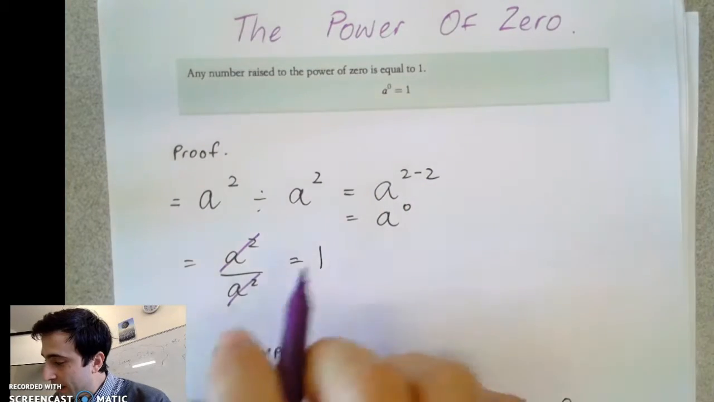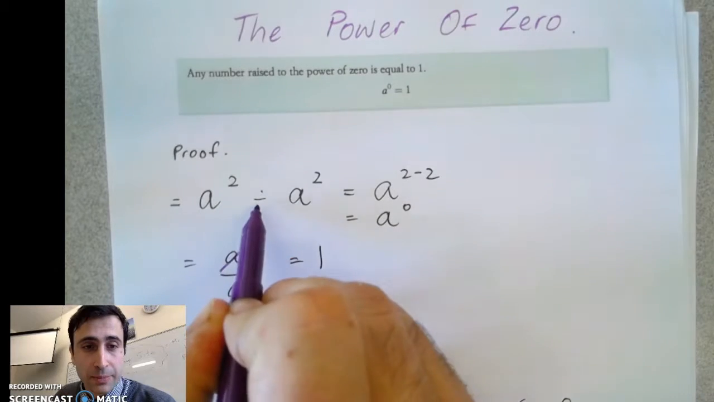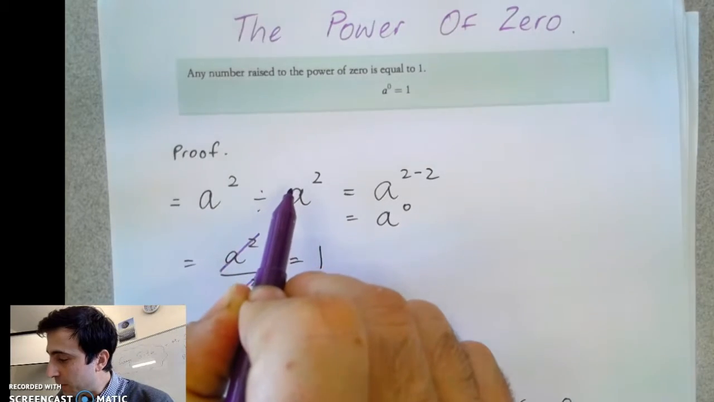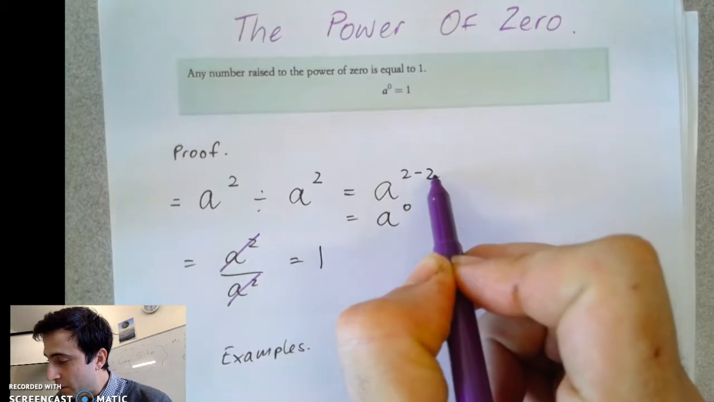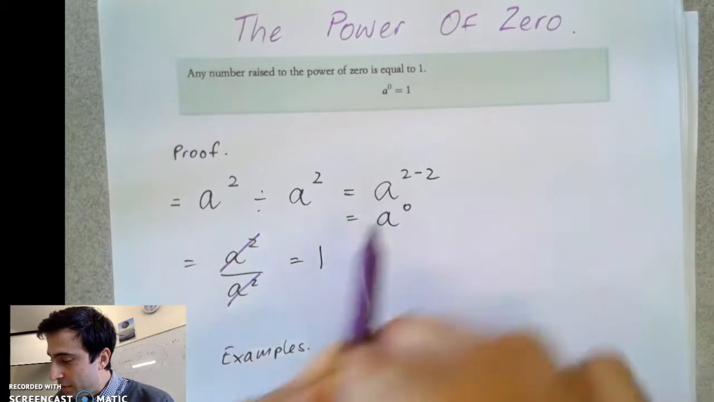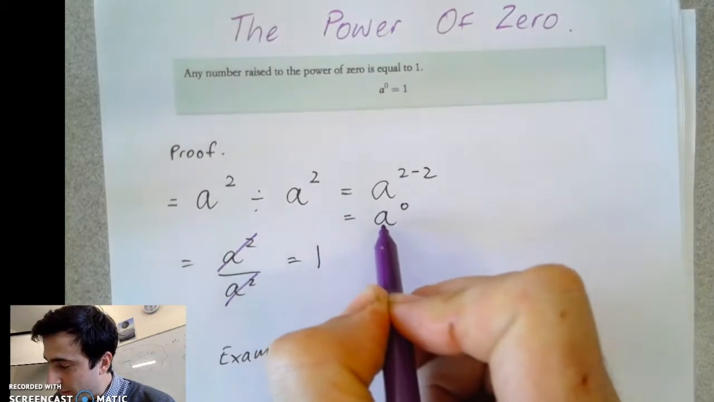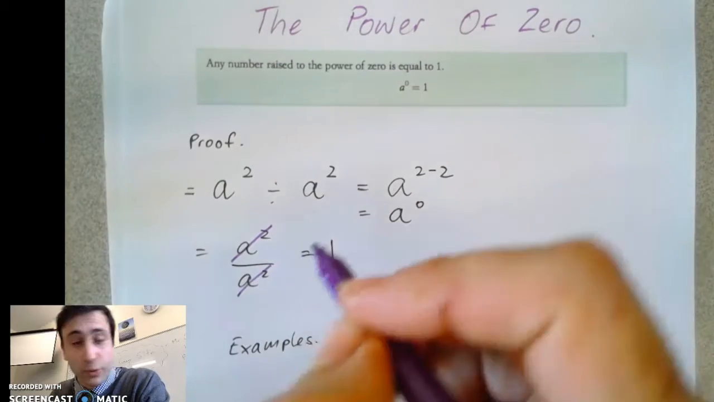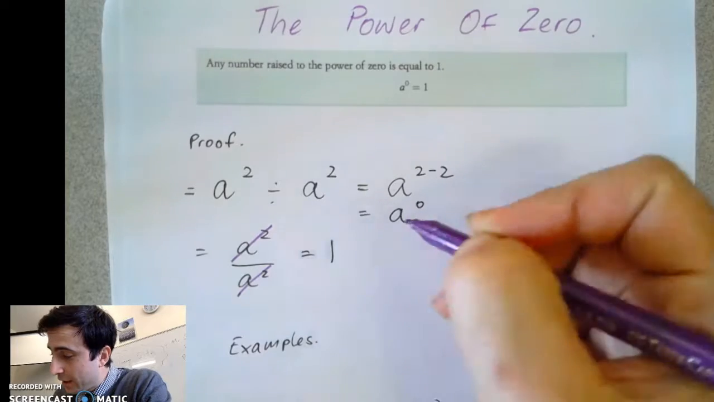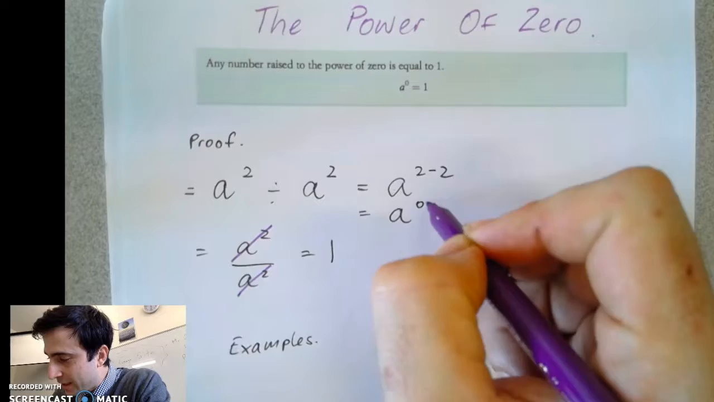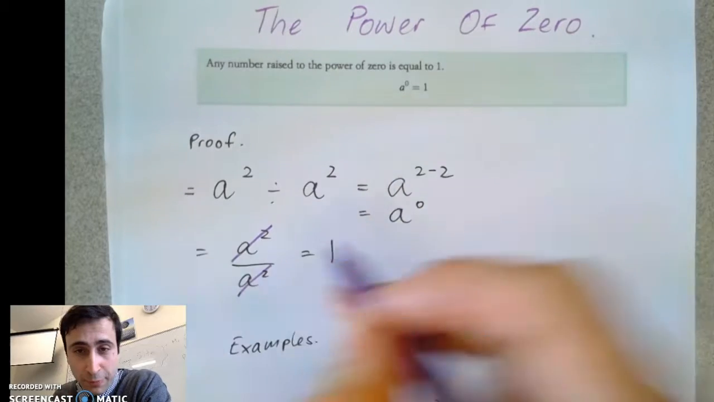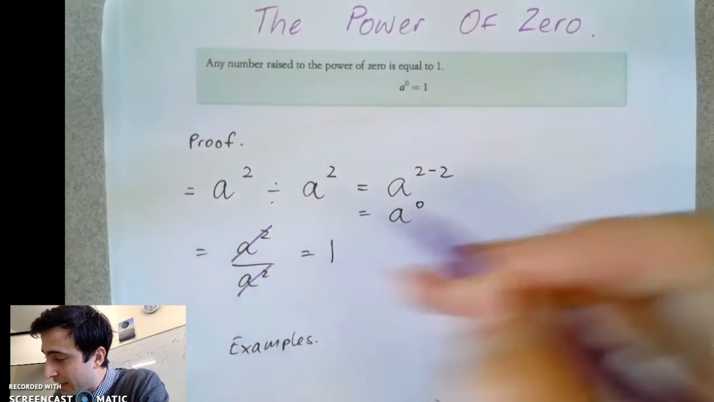If I've got a squared divided by a squared, that's the same as saying a to the power of 2 minus 2. So 2 minus 2 equals 0. So by definition, if we've got a to the power of 0, we just proved before that a squared divided by a squared equals 1. So a to the 0, it's the exact same process, but a to the 0, therefore, by definition, has to equal 1.